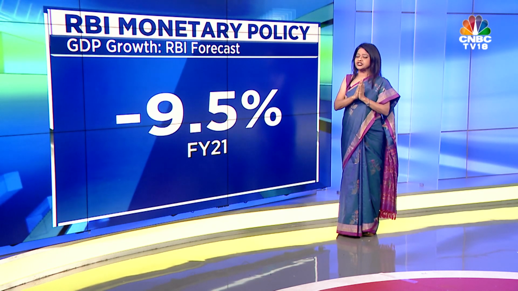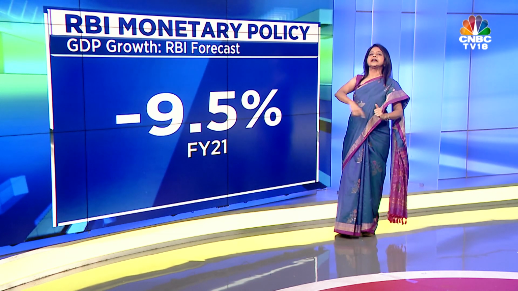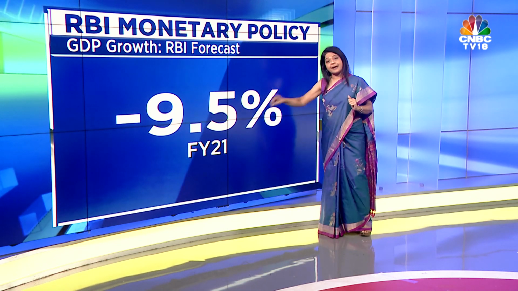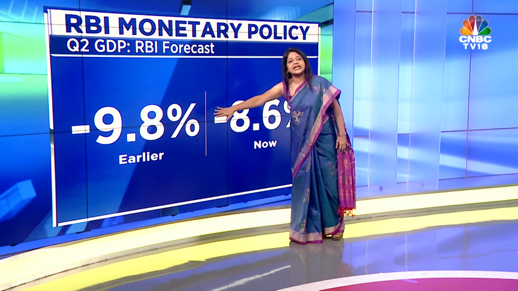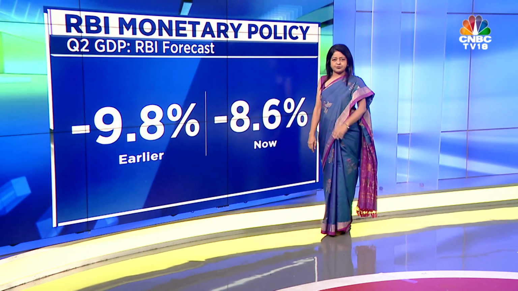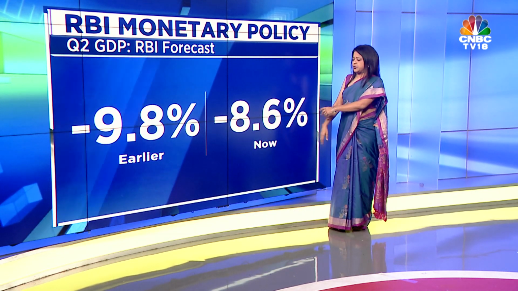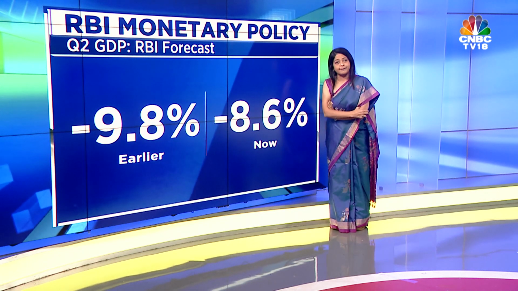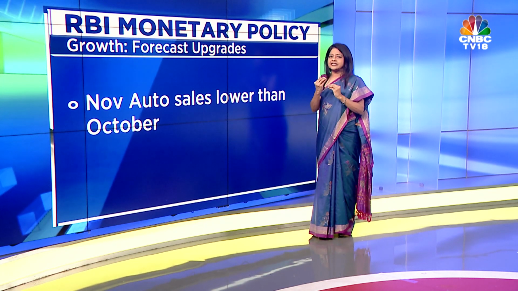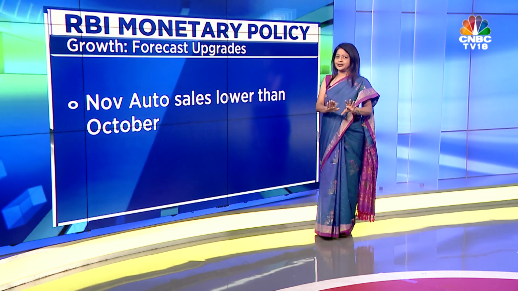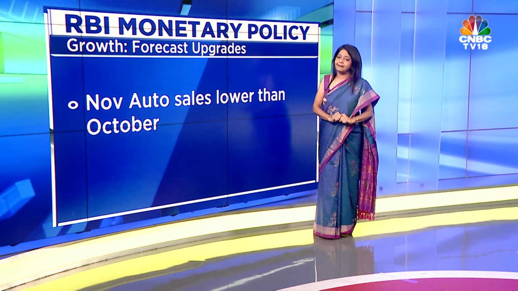The RBI had forecast in the September policy that the Indian economy will shrink by 9.5% in the current year, and for the second quarter itself they had said it would shrink by 9.8%, and then they reduced it subsequently. They said it will fall by 8.6%, but actually GDP has not fallen so much. So there the Reserve Bank has some reason to sound positive. Has it? No, not if you look at the November numbers.